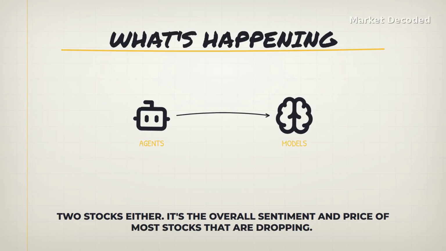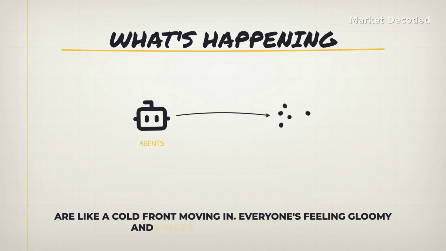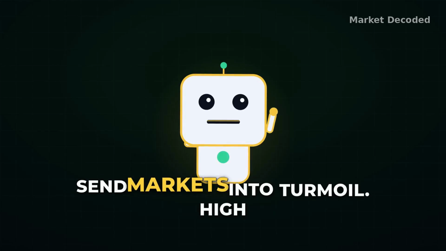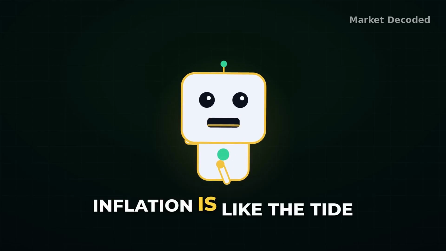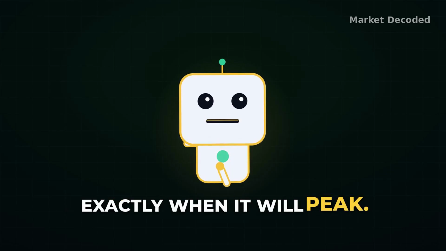What causes this stormy weather? Well, there could be many factors. Economic downturns are like a cold front moving in. Everyone's feeling gloomy and prices start to drop. Geopolitical tensions are like sudden squalls, unexpected events that can send markets into turmoil. High inflation is like the tide rising, but harder to predict exactly when it will peak.